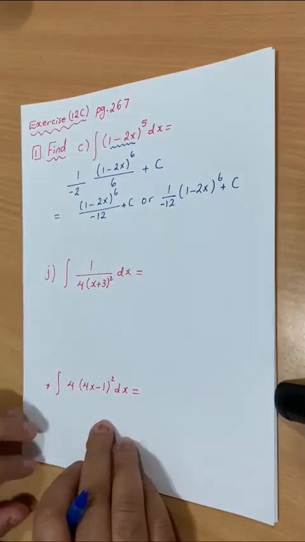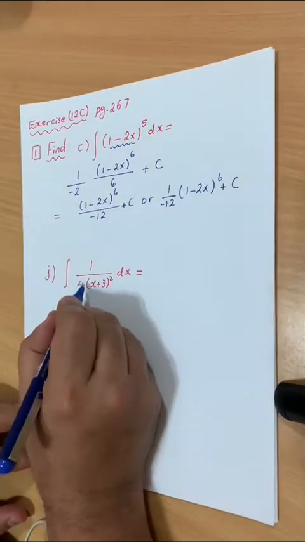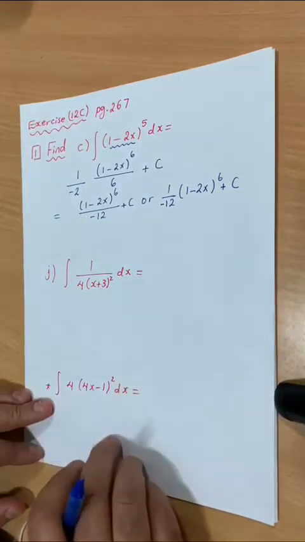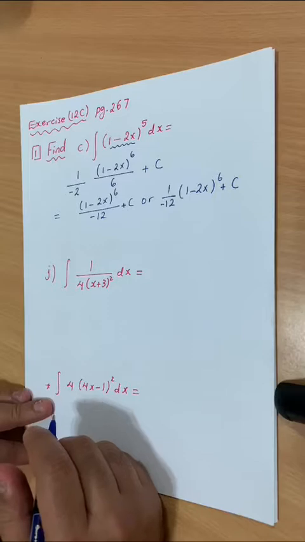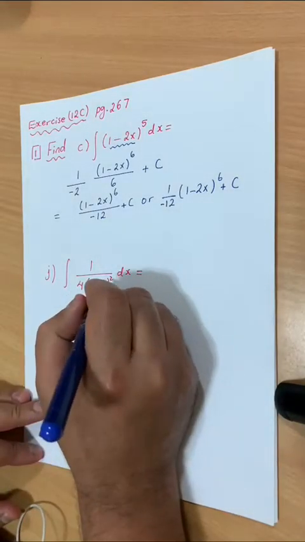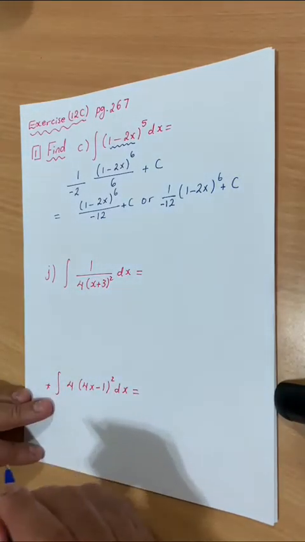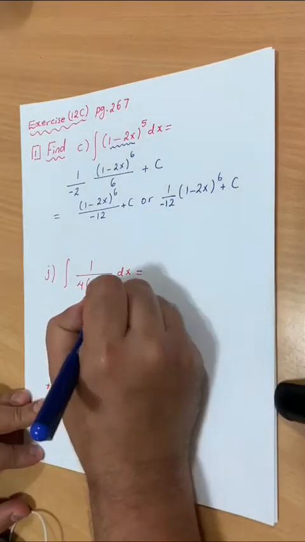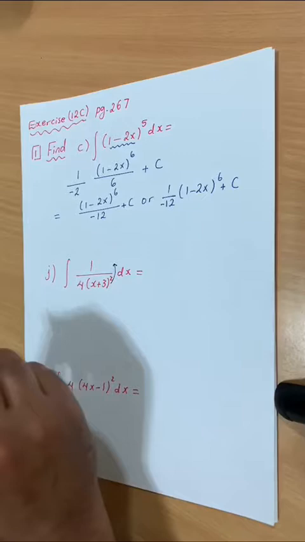Same idea in j. The 4 that you have in the denominator is not related to the derivative of the expression which you have inside the brackets. First of all, you can't integrate or differentiate any expression in the denominator, so you have to move it up first, so that bracket goes up.